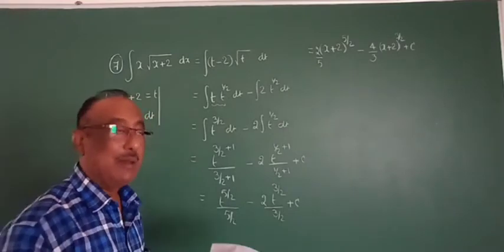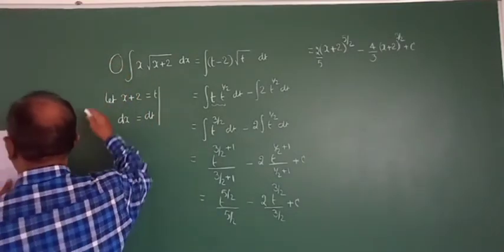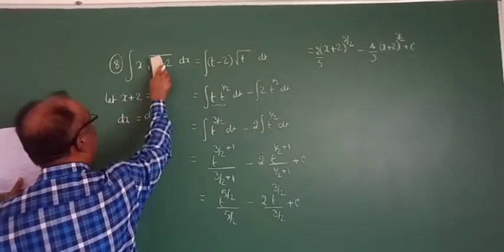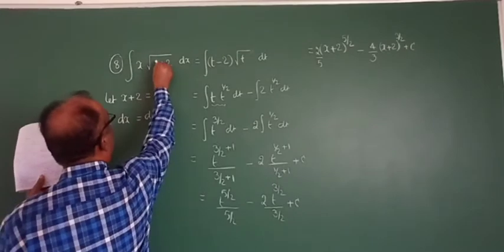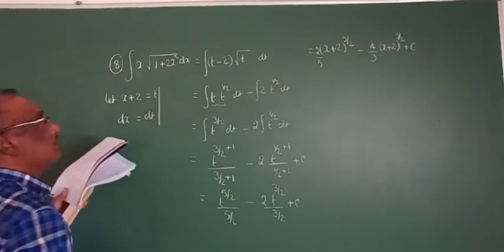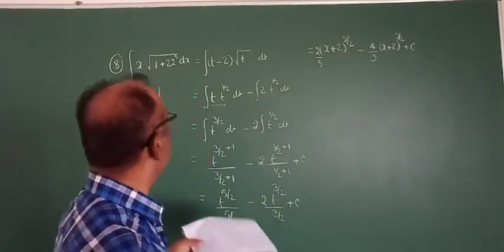Okay, right. Everyone go through the 8th problem, the same model we can work out. Let's do the 8th problem fast: the integral of x into root over 1 plus 2x square, into dx. Same method.